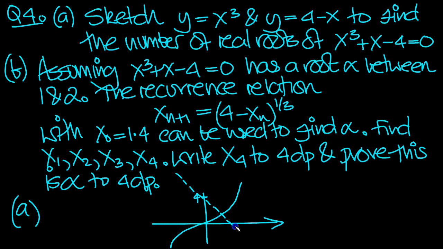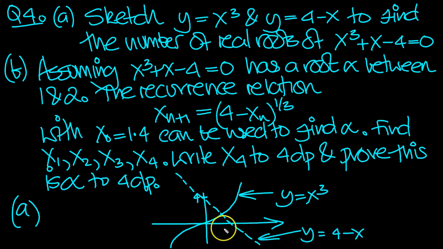And we can see that there's just one solution, can't we? So this would be y equals x cubed. This is the straight line y equals 4 minus x. And we can see there's one solution here. Okay, so we've done that. We've sketched them both to find the number of real roots.